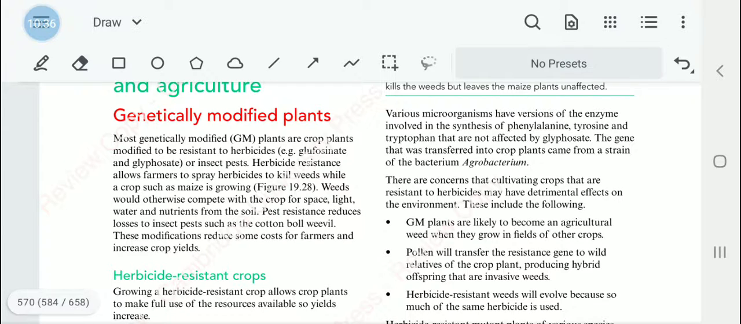by adding a gene that would produce pest resistance, which results in pests who eat the crop to die off.